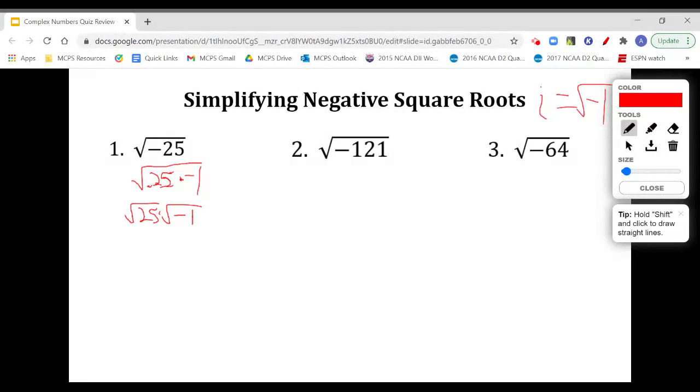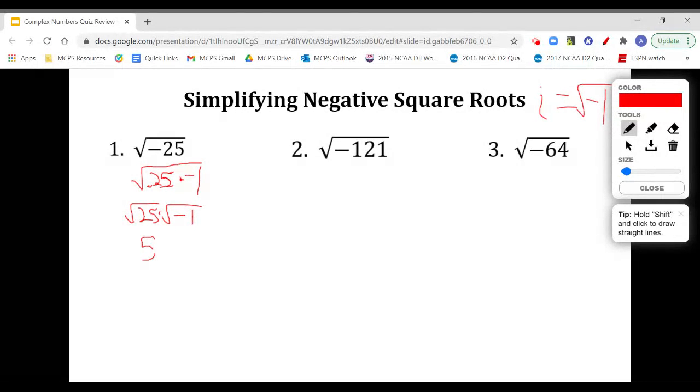Now, we should know our squares at this point by memory. If you don't, that's something you should work on. But the square root of 25 is 5. Again, worst comes to worst, I guess you can type it in a calculator, but you really should know at least the first 12 perfect squares by memory. So the square root of 25 is 5.